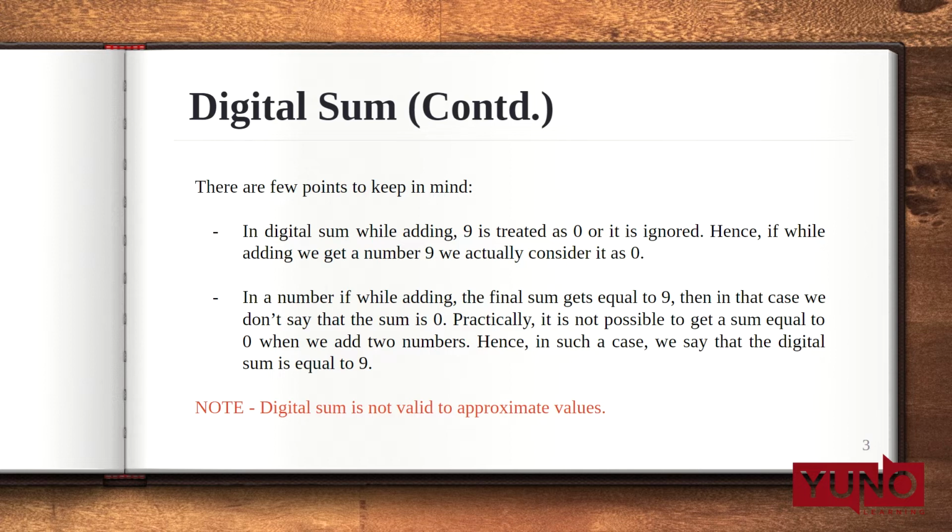But if we have a number whose final sum equals 9, in that case we can't say that the digital sum is equal to 0, because practically when we add two numbers together we cannot get a sum equal to 0. So this is an exception in which the digital sum is 9. One more important point to be taken care of is digital sum is not valid for approximate values.